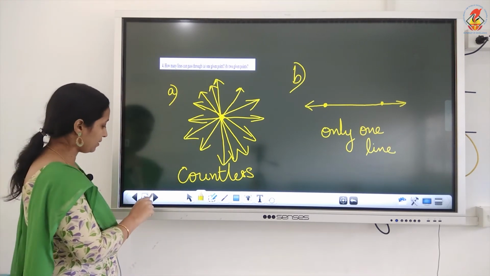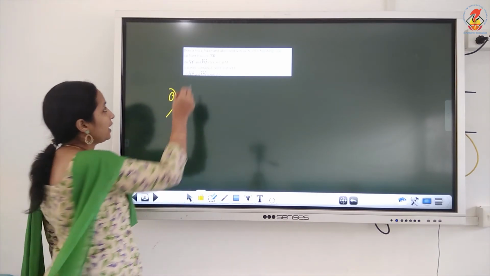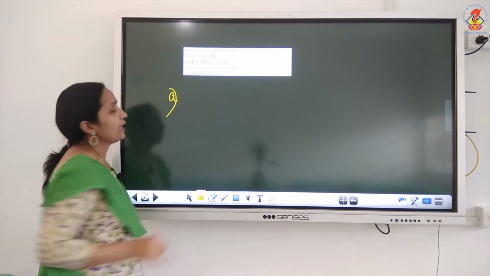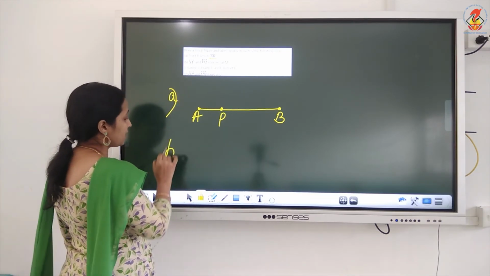Now move to the next question. Draw a rough figure and label suitably in each of the following cases. The question number A, you have to draw the figure. Point P lies on AB. Look at the symbol over AB. The symbol of AB is line segment, is it? So you draw a line segment AB and somewhere you mark the point P. So AB is a line segment and P is on this line segment. What is the meaning? Point P lies on this line segment AB. I think it's clear.